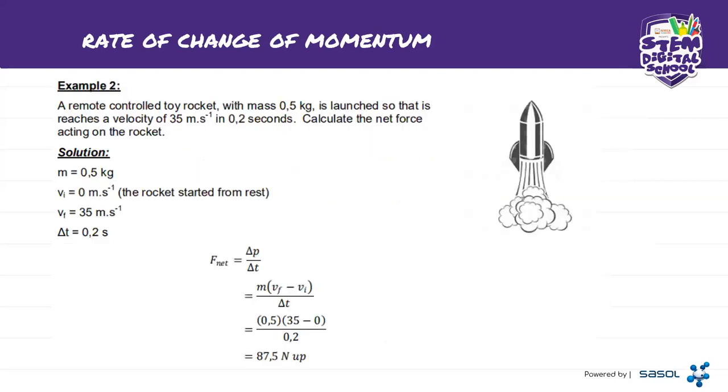I hope that it makes sense. So now let's go to an example of rate of change of momentum. It says here, a remote controller toy rocket. Okay, so this is our little toy. It's a rocket with a mass of 0.5 kilograms. So the mass of this whole rocket is 0.5 kilogram. It is launched so that it reaches a velocity of 35 meters per second in 2 seconds. Calculate the net force acting on the rocket.